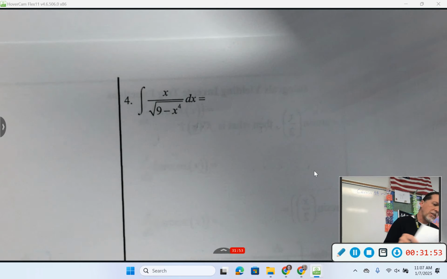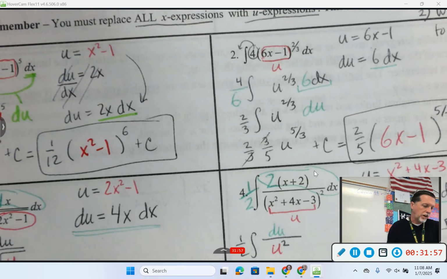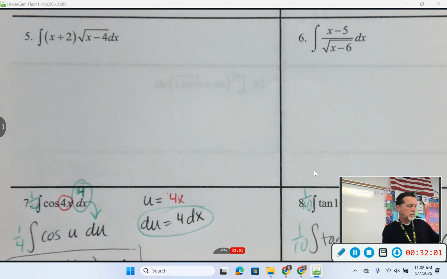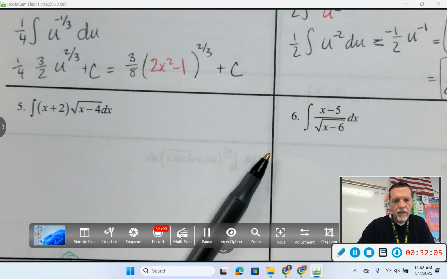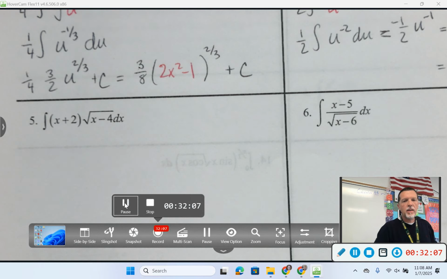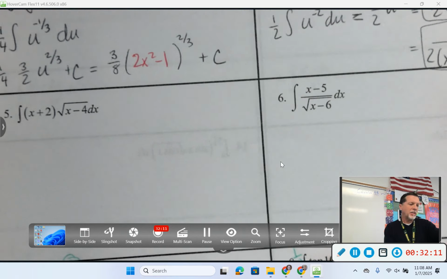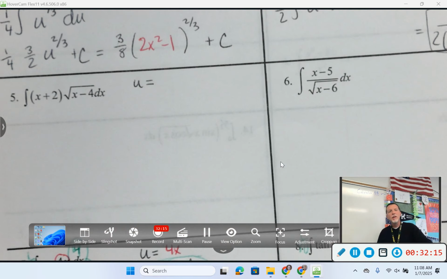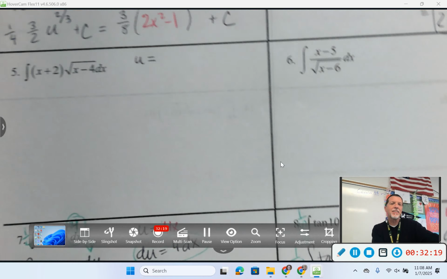Okay, let's flip back to those. You don't know they're tricky yet, but I know they're tricky. 5 and 6. They're tricky in the same way, so let's see where we land. Okay, so what is that one like? Any guesses on what you think u should be? What would be most helpful in starting to simplify that integration?